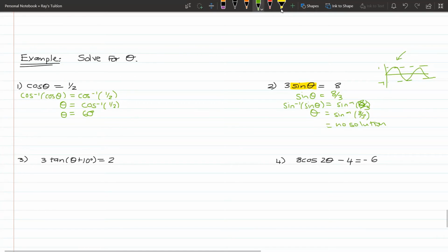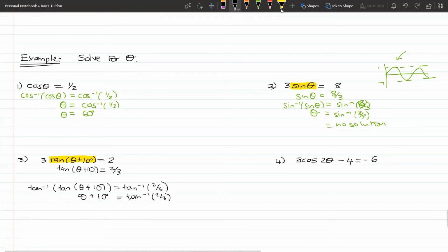Let us have a look at the next one. So here we have 3 tan (theta + 10) is equal to 2. Okay, so first we're going to make tan the subject. Please note that this whole thing here is the trig ratio, so we can't separate the 10 at the moment. So first we divide both sides by 3 and we get tan (theta + 10) is equal to 2/3. Then we apply our inverse function, so theta + 10 is equal to tan inverse of 2/3, as the tan and the inverse function cancel out, leaving us with the angle.